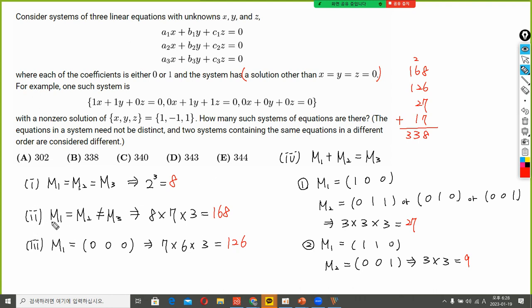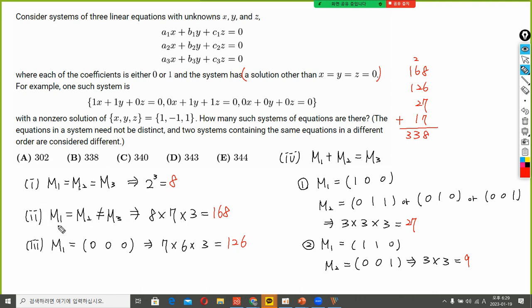And the second case is when two equations are the same, when they have the same coefficient, still it has infinitely many solutions. But in this case, the third equation should have a different coefficient because we want to be exclusive to M1 and M2.